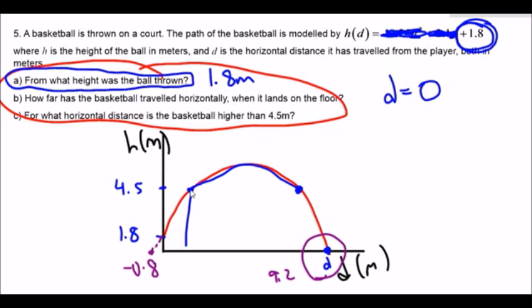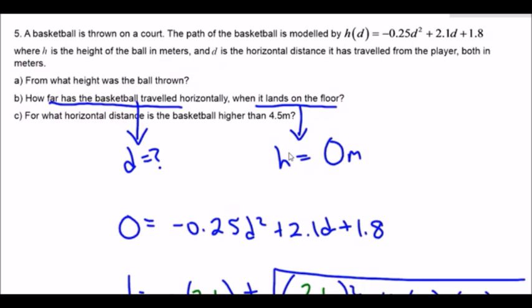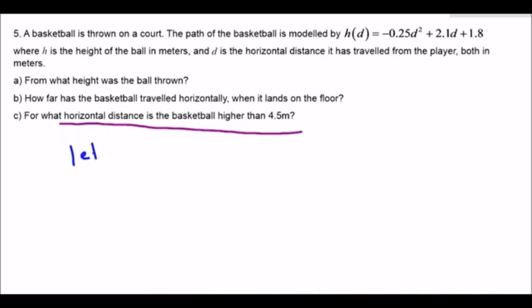So if I can figure out what values of d exist when the ball is at 4.5 meters, then I can tell you for what distance it traveled above 4.5 meters. So I hope that makes sense. So really what I'm looking for is when was the ball at 4.5 meters? And then that way I can figure out the total travel time between reaching 4.5 meters on the way up and reaching it again on the way back down. So what I need to do is I need to let h equal 4.5 and solve for d.